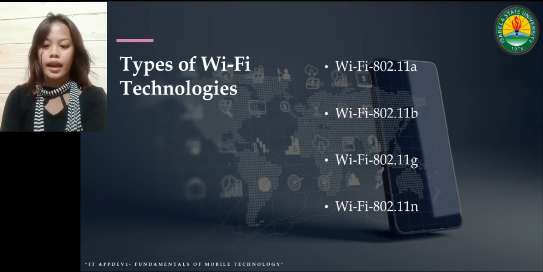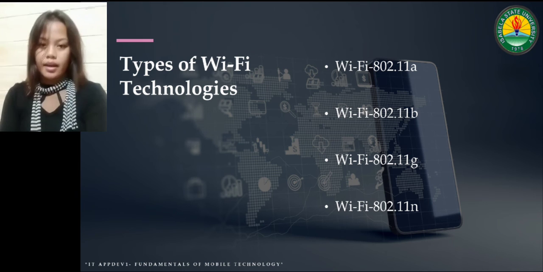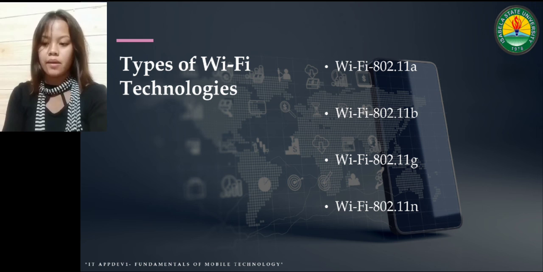IEEE 802.11b supported a maximum theoretical rate of 11 Mbps and had a range of up to 150 feet. 802.11g. The rated speed of 802.11g networking devices is 54 Mbps.